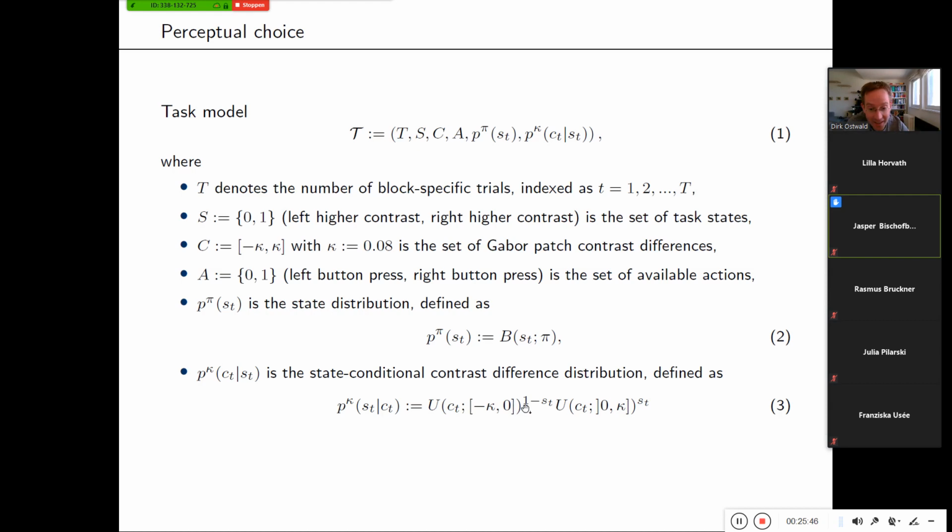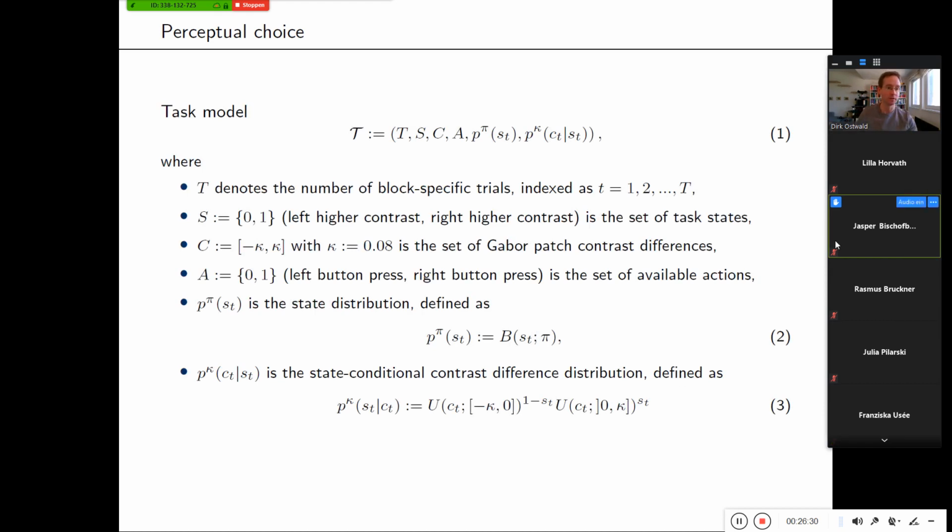The way it works, and this will come up quite a lot, is that we use this Bernoulli trick quite a lot because we have these 0 and 1 states. If the state is 0, then this is selected. If the state is 1, then this is selected. And then the contrast is sampled from the uniform distribution. Under state 0, it's from the uniform distribution on minus 0.08 to 0, and from the uniform distribution on 0 to 0.08 if the state is 1.